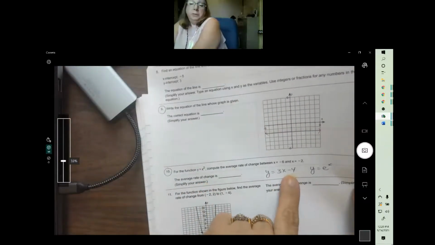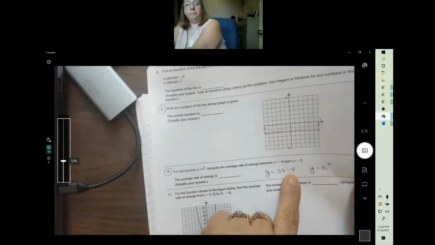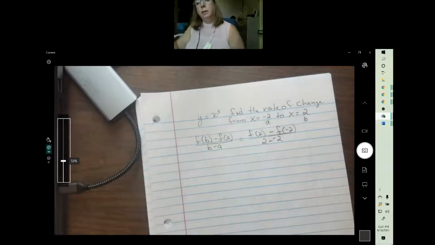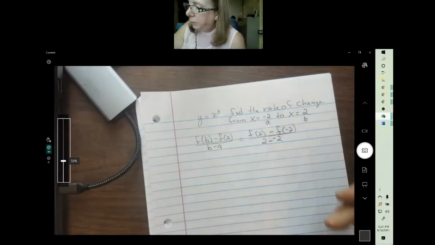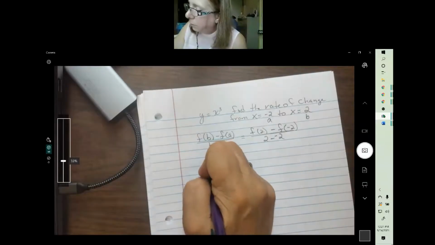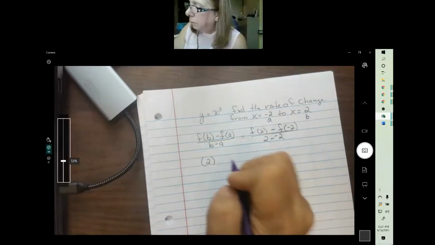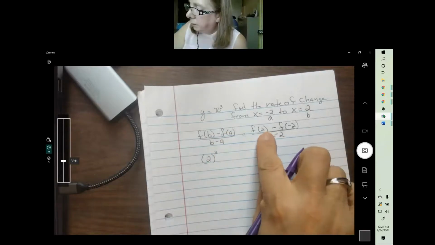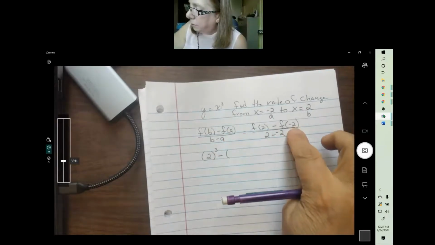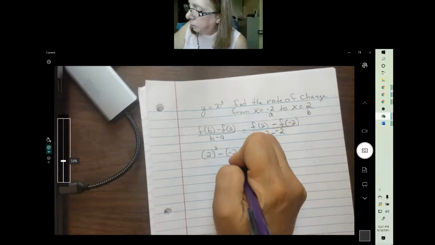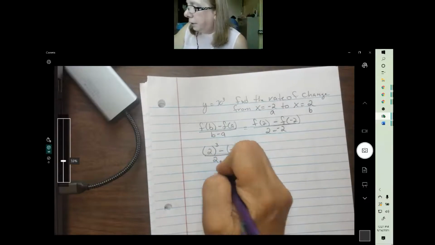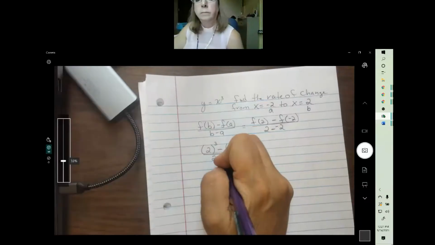If we were given 3x minus 4, then we would have used 3x minus 4. In my example, I grabbed x cubed. So we plug 2 into the equation and get 2 cubed minus -2 cubed, over 2. A negative and a negative is a +2.